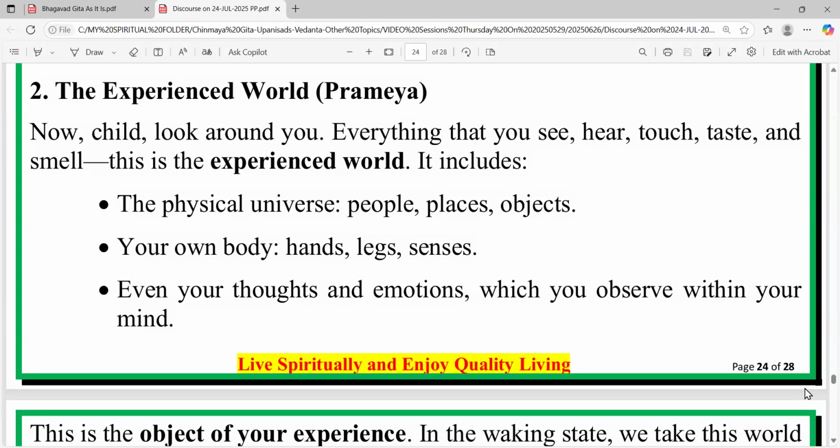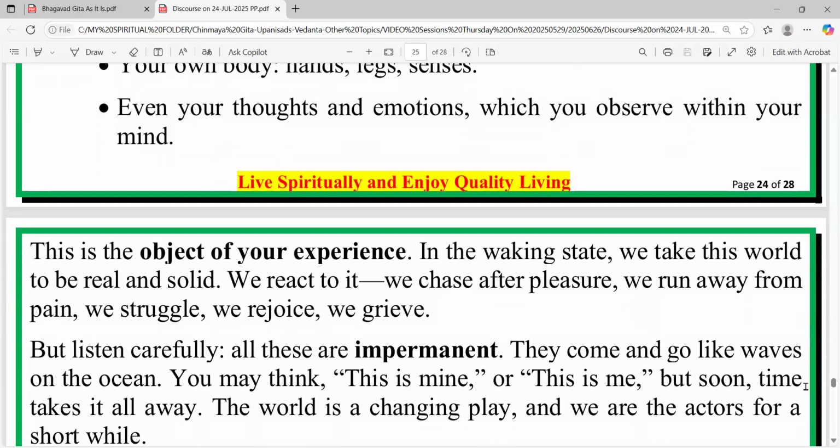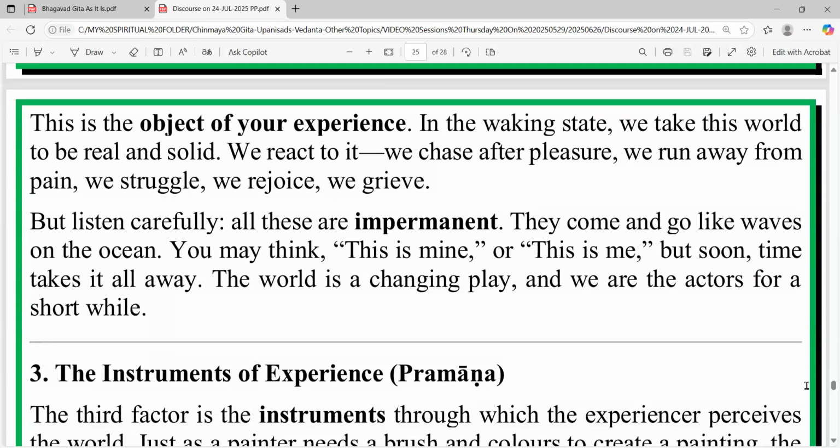Number two, now look around you. Everything that you see, hear, touch, taste, and smell. This is the experienced world. It includes the physical universe, people, places, objects, your own body, hands, legs, senses, even your thoughts and emotions, which you observe within your mind. This is the object of your experience.